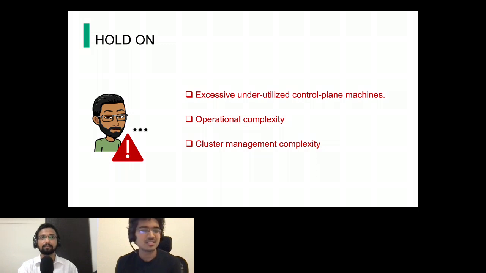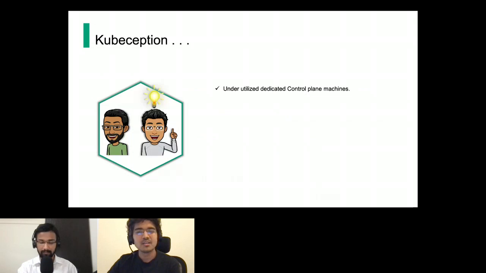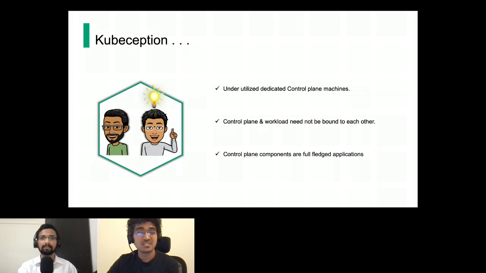Those are actually good points. And let's take a fresh look, I would say, at Kubernetes, or let's ponder upon what we already know. So first of all, we know that the dedicated control plane machines are usually underutilized in most of the setups, as you say. Second point that is very well known, and also the beauty of Kubernetes, is that both the control plane and the workload are somehow decoupled, so they don't necessarily have to run always together. And the third and more important point is basically that the control plane components themselves are actually full-fledged workload applications. They can probably be treated as the workload themselves.